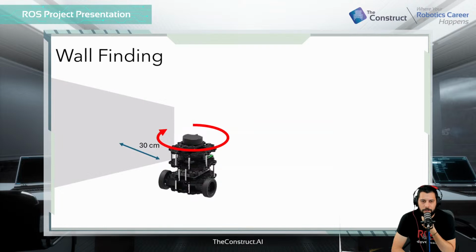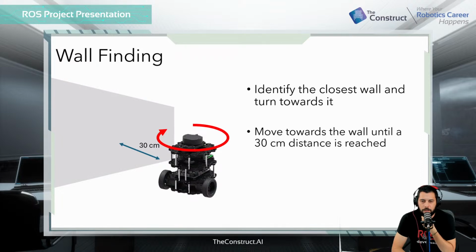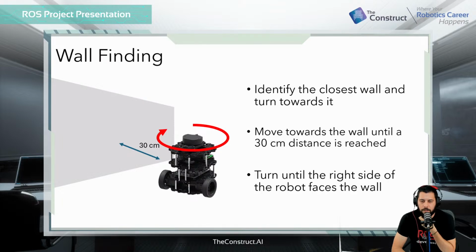Moving on to the next part of the project. So in the next part, we were supposed to find the wall. So the robot is supposed to identify the closest wall and then turn towards it and then move forward until it's at a 30-centimeter distance to the wall. And then once it has moved forward, it turns to the right side so that the robot is ready to start the wall following behavior.